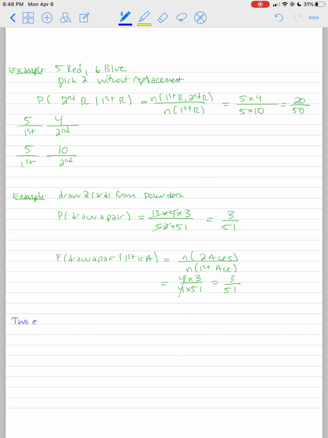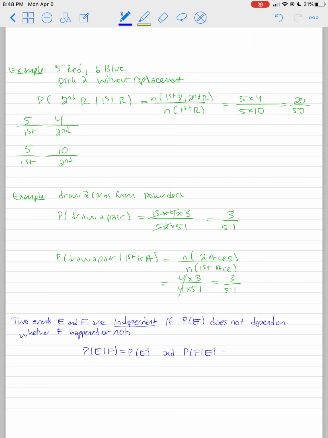Now, 2 events, E and F, are independent if the probability of E does not depend on whether or not F happened. Another way of saying this is that the probability of E given F is just the probability of E, because I don't care if F has happened, and the probability of F given E is just the probability of F, because I don't care if E has happened.